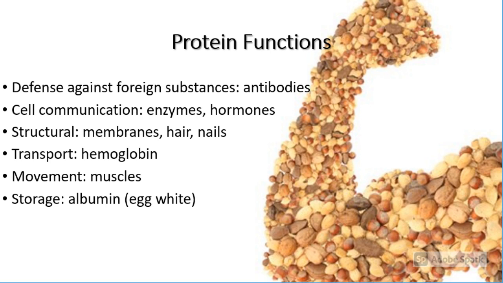Hemoglobin is a protein that transports oxygen. Contraction of muscles is due to actin and myosin proteins. And the movement of sperm is due to a motor protein. And lastly, albumin, or egg whites, provides nourishment to developing embryos.